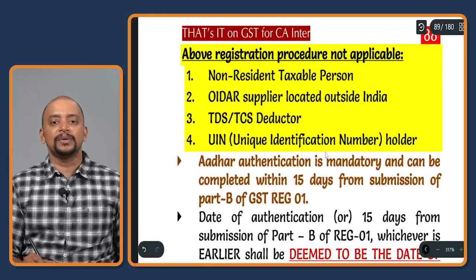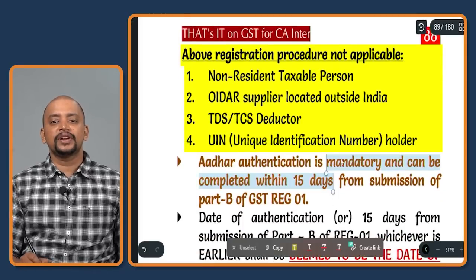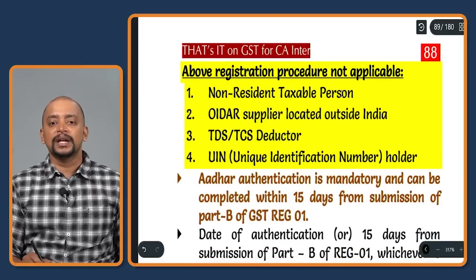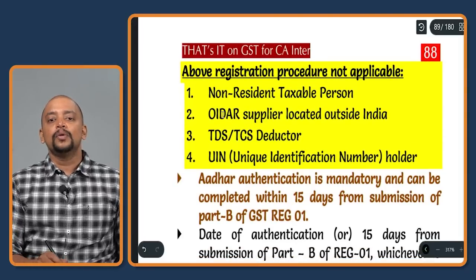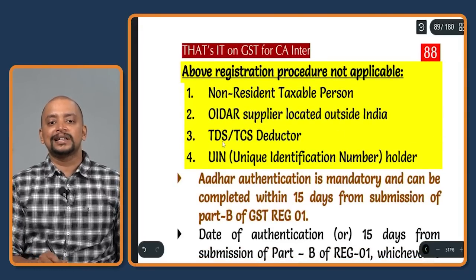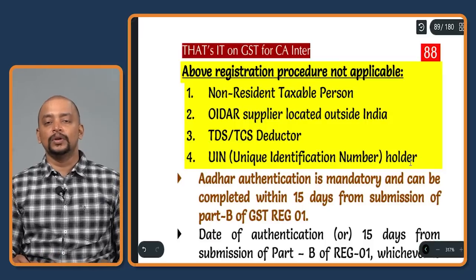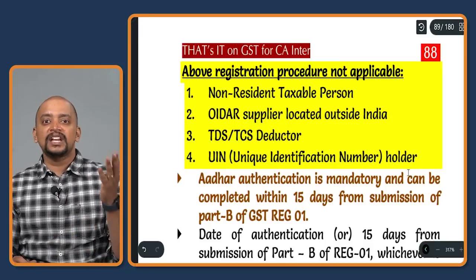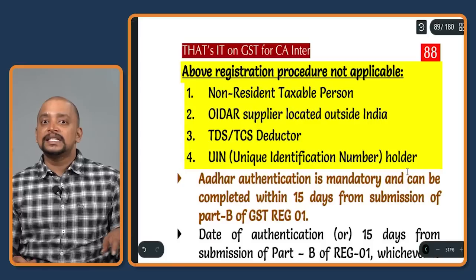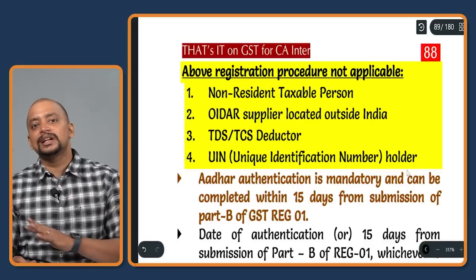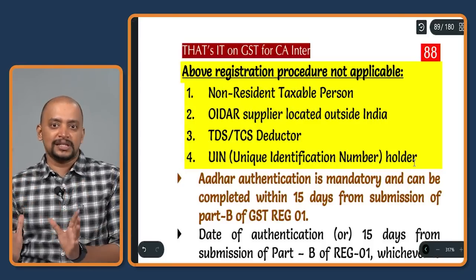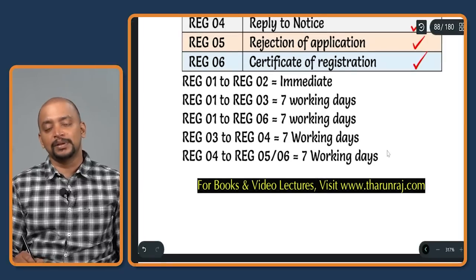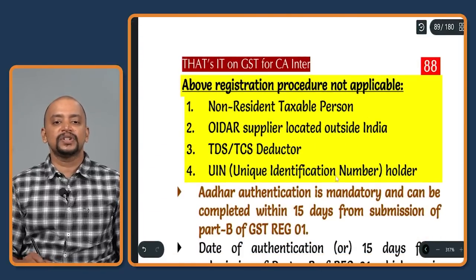So these are the time limits, and this procedure for registration is not applicable to some persons. That is NRTP, non-resident taxable person, OIDAR supplier located outside India, TDS, TCS deductor, and UIN holder. So NRTP means who come from outside India to India, who is not having any physical place of business in India. Whereas CTP is from other state to this state, who is not having any physical place of business in this state. Okay. So for CTP, whether this procedure is applicable, yes. Only for NRTP, this procedure is not applicable.